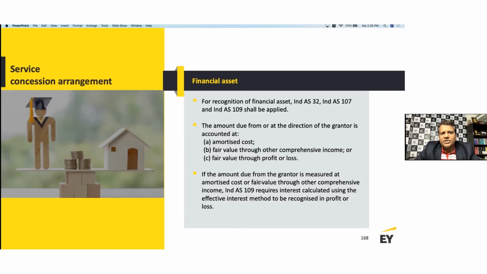And if it is measured at amortized cost or fair value through other comprehensive income, Ind AS 109 requires interest calculated using the effective interest method. See, we're not going into a lot of detail or examples because historically this topic has not been tested. But of course, there's a lot of detail out there. We've seen a few applications of this in infrastructure projects, and interesting accounting. We also have an example which we will take you through.